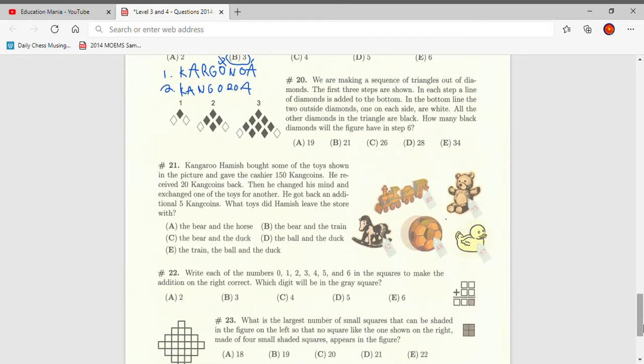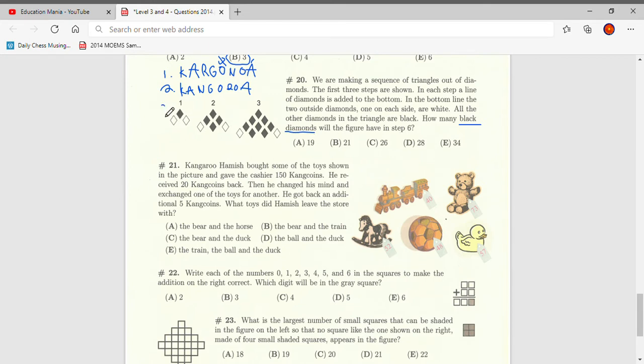20. We are making a sequence of triangles out of diamonds. The first 3 steps are shown. In each step, a line of diamonds is added to the bottom. In the bottom line, the 2 outside diamonds on each side are white. All the other diamonds in the triangle are black. How many black diamonds, so that's black diamonds, not just diamonds, will the figure have in step 6?